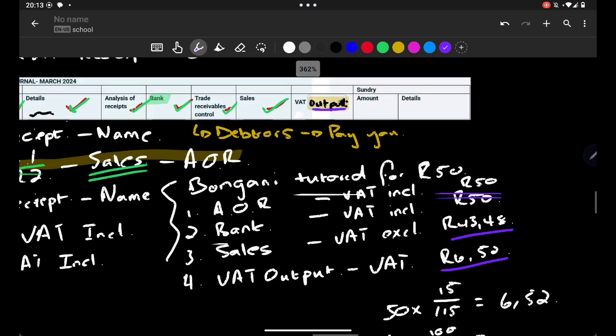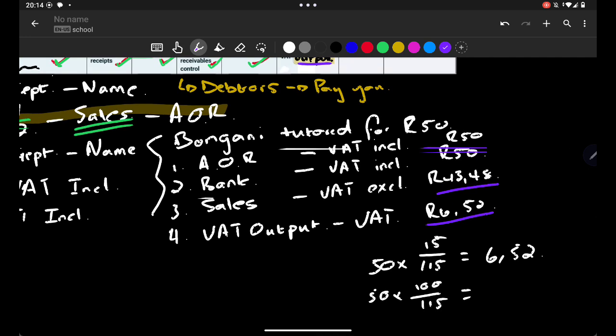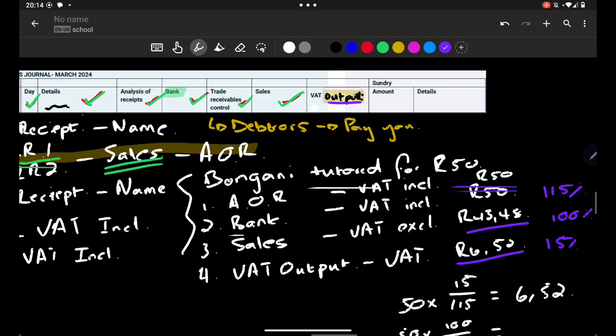So that is how you record a sale coming from the cash register or the till. Please, you must understand what goes where. The bank represents 115%, that's the VAT inclusive amount. The sales VAT exclusive represents 100, and the VAT output represents 15%. Please remember this. If you don't understand this, go to the previous video. But here I just want to show you how it looks.